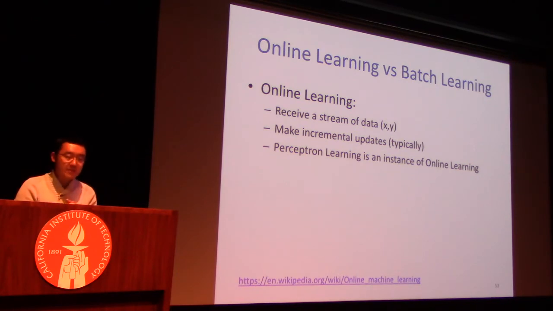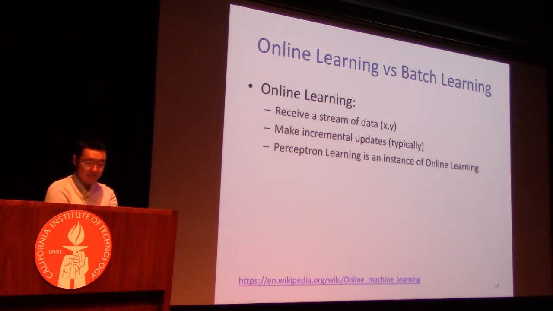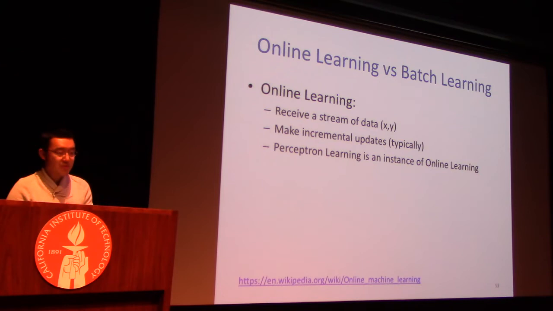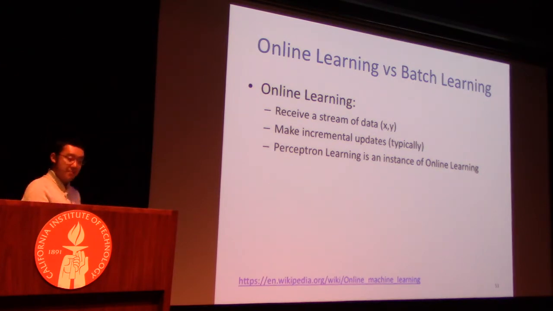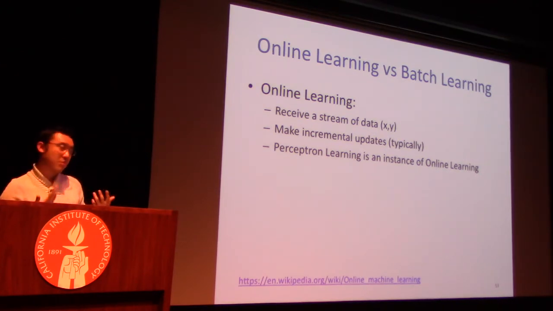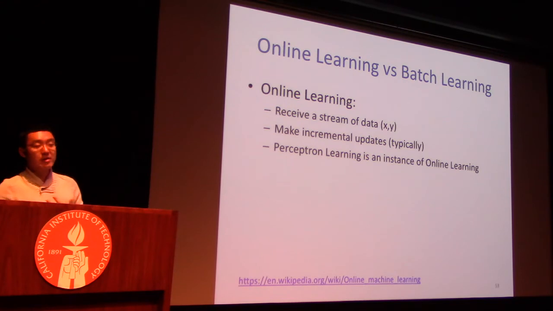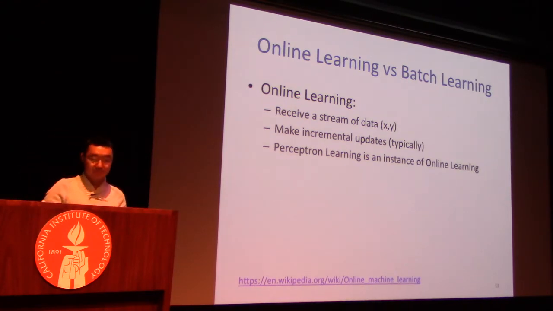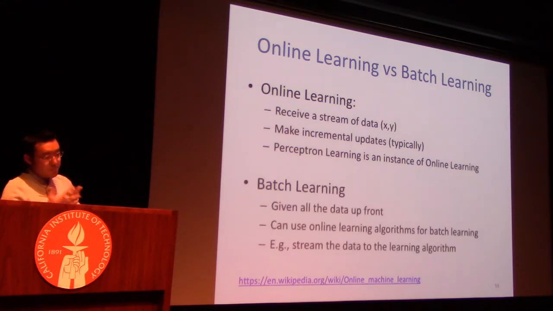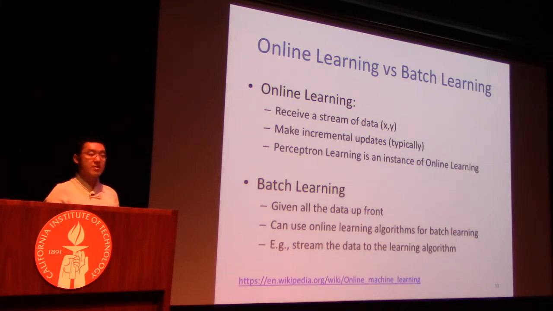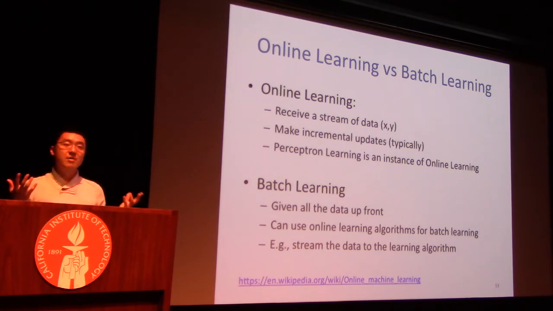Okay, so another concept is online learning versus batch learning. In online learning, we receive the training data as a stream, and we usually make incremental updates to our model as we receive the data in a stream. So perceptron learning is an instance of online learning. In batch learning, we're given all the data up front, and then we do some learning on all the data given to us up front in a batch.